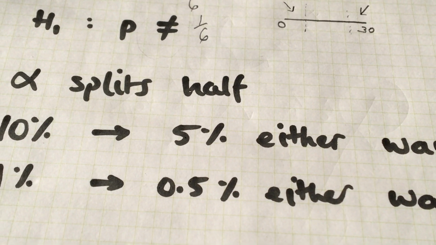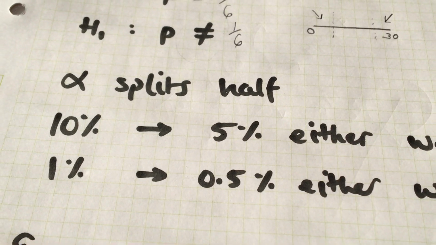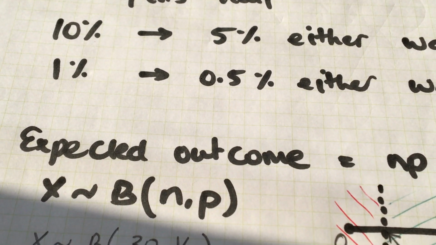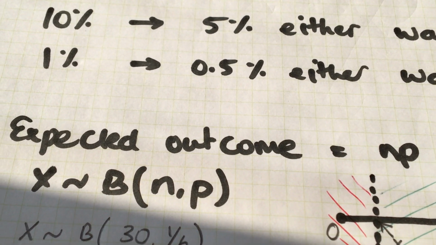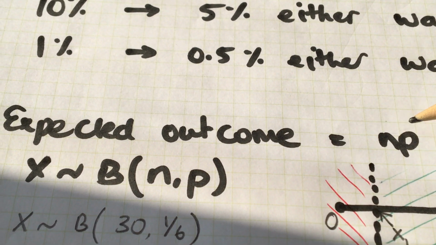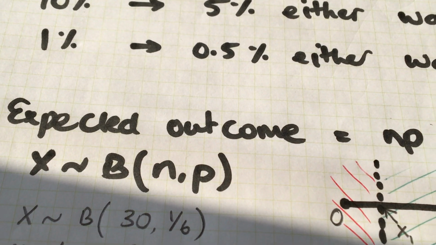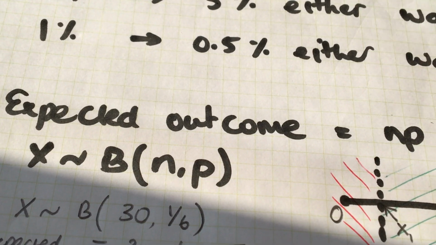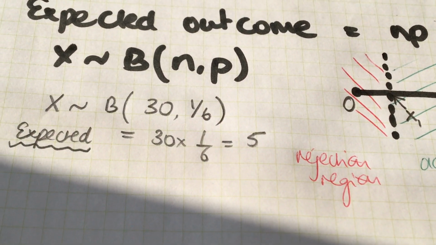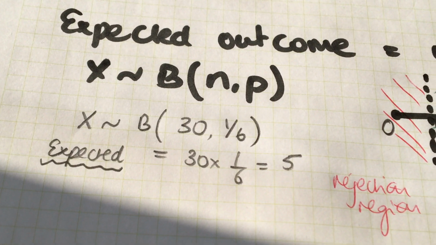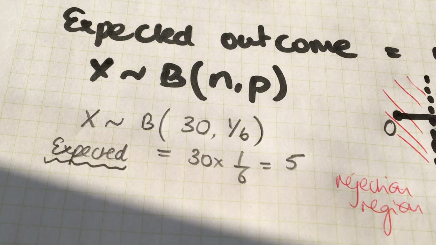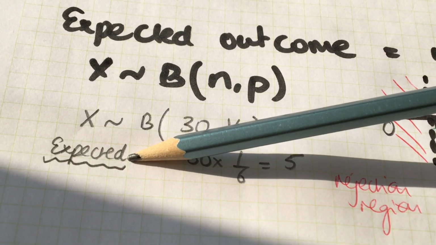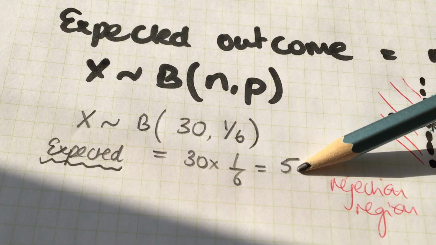If we go back to our example of me throwing a dice, there's something known as the expected outcome, which is multiplying the number of trials and the probability of the outcome. So like you can see, the distribution is written as binomial n, p. If I'm throwing a dice 30 times and the probability of success, which is me getting a 6, is 1 out of 6, I'm expecting to see 5 lots of 6s.